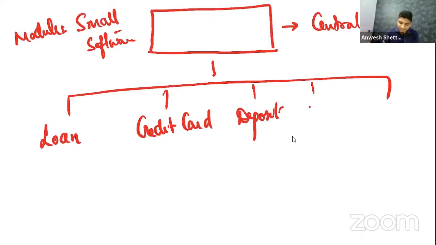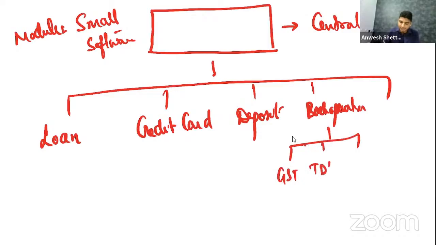For example, for compliance, for payment of tax, for filing the returns, there is a separate small software. I call it back operations. This back operations will again have small softwares. For example, for GST, a small software. For TDS, something else. For other income tax, there is something else.